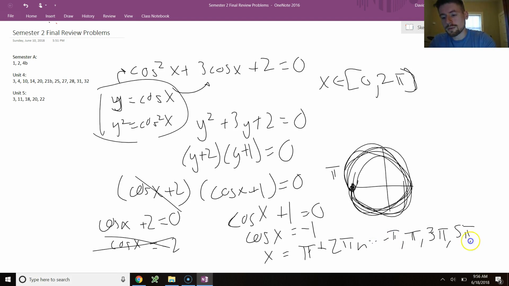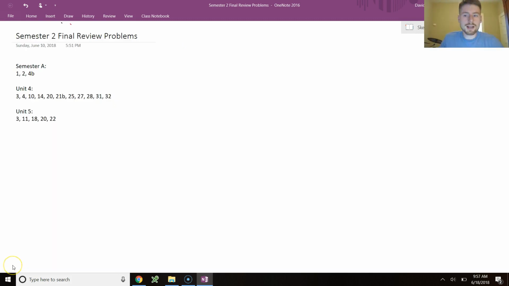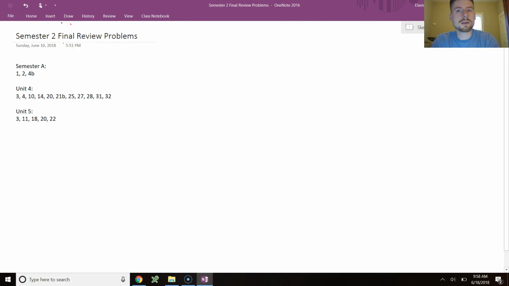So it's odd multiples of pi. So the only one that's in the interval is that one. So pi would be the answer to this. You can always check it with a calculator by plugging pi back in, and you should get 0 as a result.